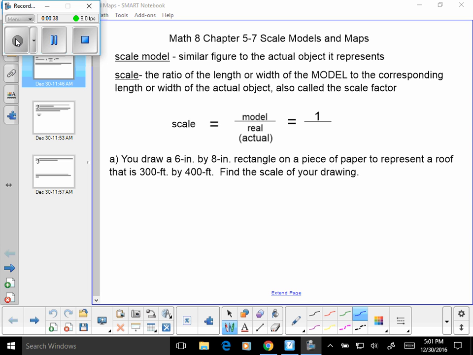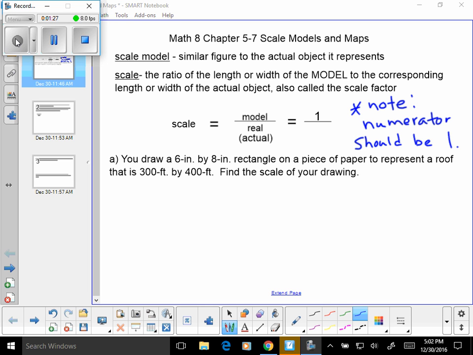It's the ratio of the length or the width of the model to the corresponding length or width of the actual object. Note that I have this written out here: the scale, or scale factor, is equal to the length or width from the model over the real. It's model over actual, or map over actual. And we want to get that scale so that our numerator is 1. That probably means that I'm going to have to divide both the numerator and the denominator by the numerator.